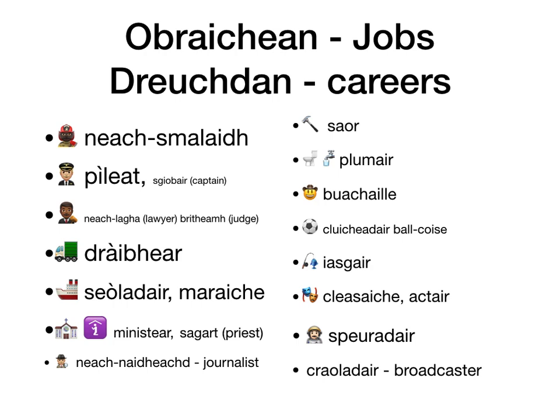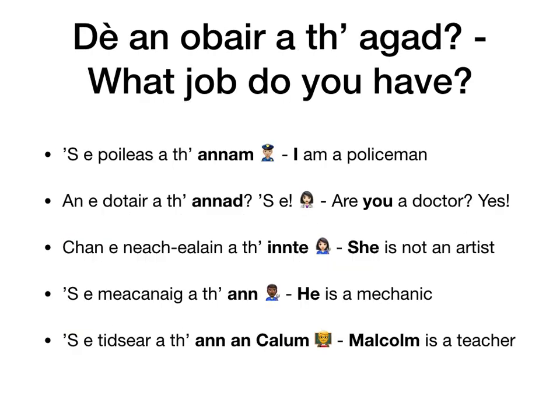And Driochen going forward. So, Jane Obert Agat, what job do you have? Somebody asks you what job you have, they'll quite often ask you, Jane Obert Agat. And it uses that question, Agat, what do you have? However, you reply not using Akam, but with another prepositional pronoun. And here are some examples. She polis a hunnam. I am a policeman.